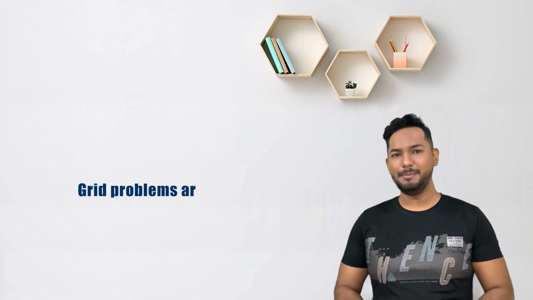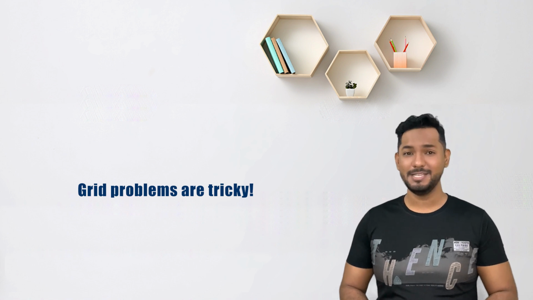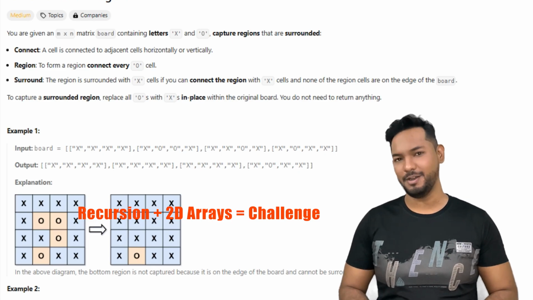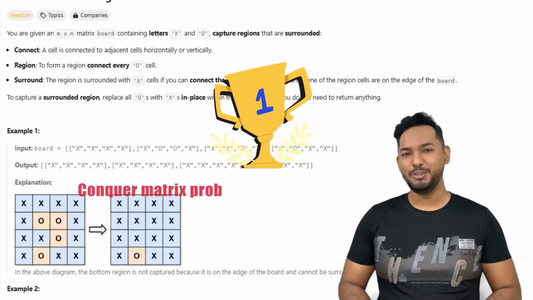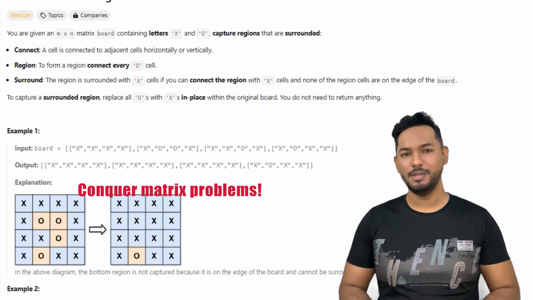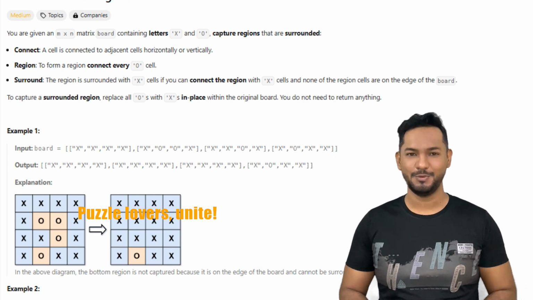Ever been stuck with a grid-based problem in coding interviews? You're not alone. Surrounded Regions is a classic that tests your ability to think recursively and work efficiently with 2D arrays. Master this and you'll be ready for any matrix challenge that comes your way. If you love working with 2D arrays and solving algorithm puzzles, this one is for you.